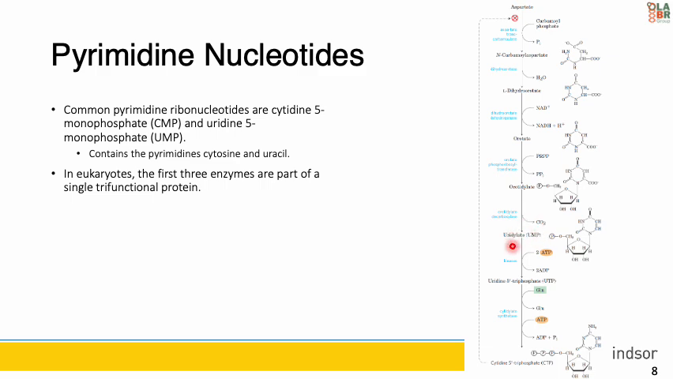From here, UMP is phosphorylated to UTP. You can see right here, we have the addition of two ATPs, the release of two ADPs, and we form our good old friend UTP. So from here, it gets a little bit interesting.